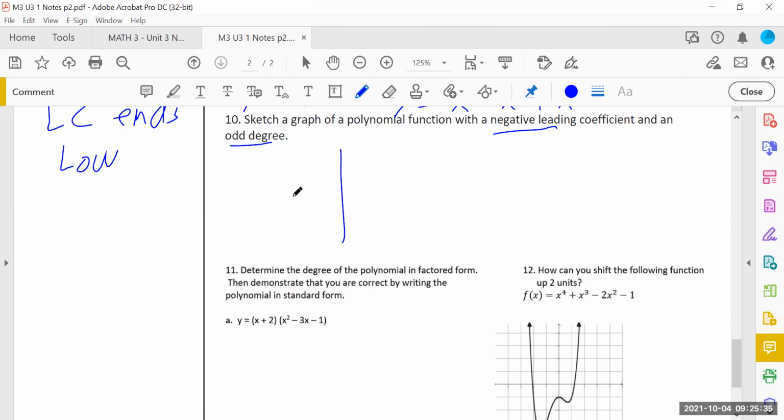So make yourself a little graph. High, low. Your graph can do whatever it wants to in the middle, as long as it starts high, ends low. So I can literally just make this a straight line, or I can make it do something fun in the middle like this. It doesn't matter. These are all going to have negative leading coefficients and odd degrees, as long as they start high and low.